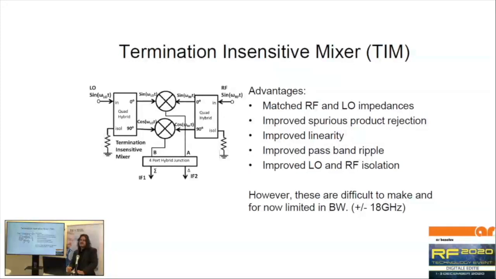So you would like that mixer circuit to be matched with its surrounding circuits. Then in that case, you could use a termination insensitive mixer. Anything it's connected to will see 50 ohms, or another value, but usually that would be 50 ohms of impedance at the LO and the RF side.